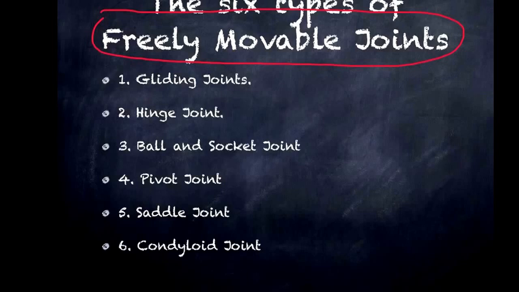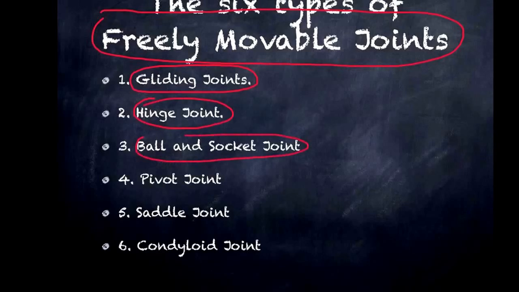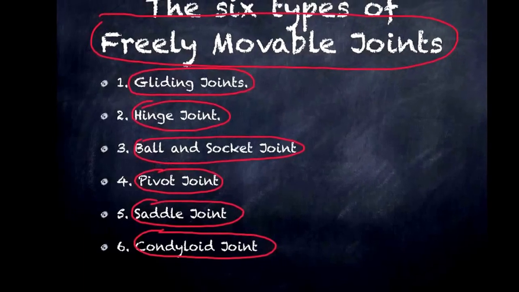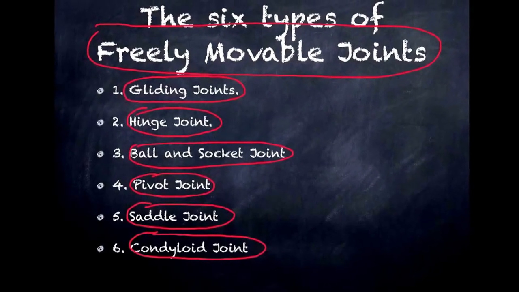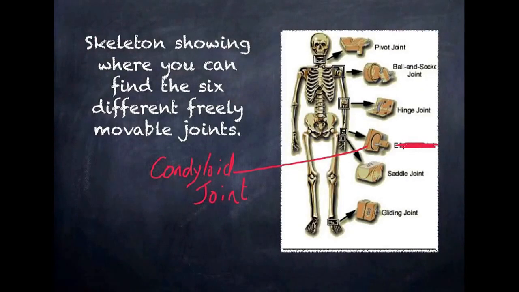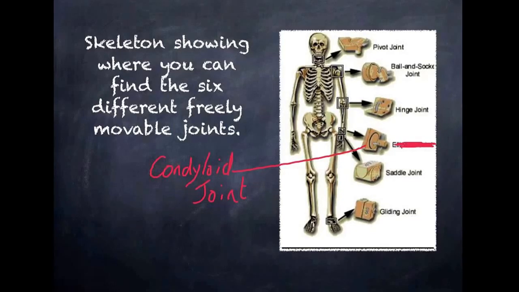Next slide you'll be able to see whereabouts they are on the body, but there's gliding joints, hinge joints, ball and socket, pivot joint, saddle, and condyloid joint. You need to make a note of all these, and on the next slide you can see where they are. This diagram shows the 6 freely movable types of joints in the human body and where you can find them.